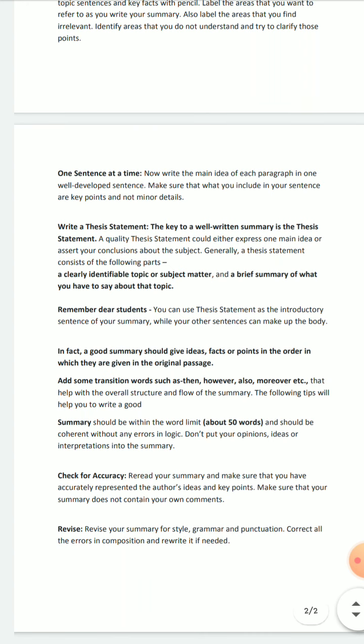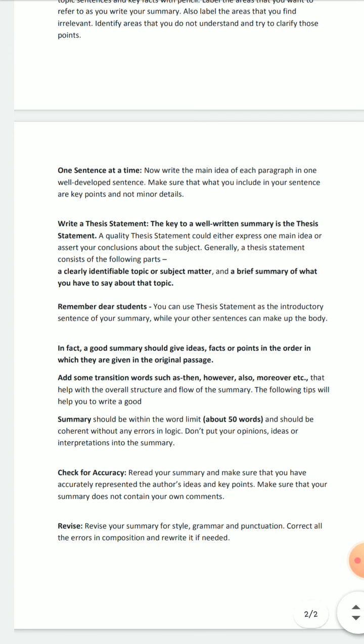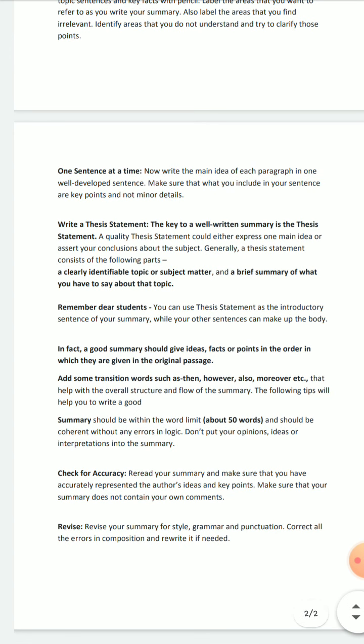Yes, but while you write and frame it, it should include all the vital points. It should include all the key points. Write a thesis statement. Very important, dear students, writing a thesis statement. The key to a well-written summary is the thesis statement. A quality thesis statement could either express one main idea or assert your conclusions about the subject.